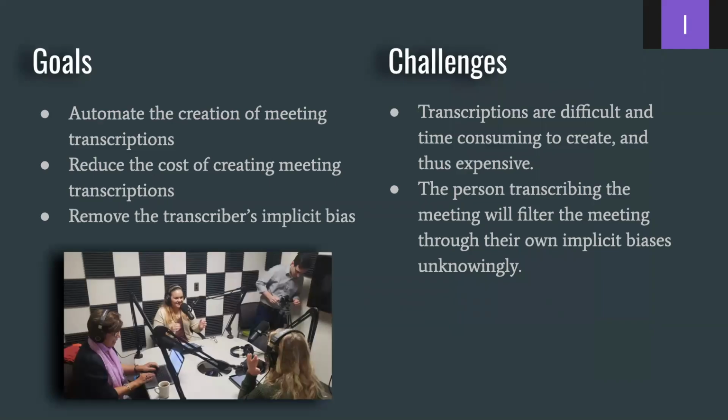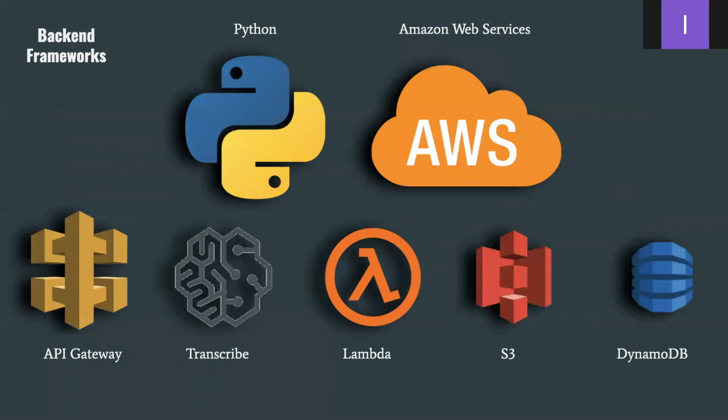Our goals are to automate the creation of meeting transcriptions, reduce the cost of these meeting transcriptions, and remove a transcriber's implicit bias. We came across a couple of challenges while we were building the system. One is that transcriptions are difficult and time-consuming to create and very expensive because of that. And the person transcribing the meeting will filter the meeting through their own implicit biases unknowingly. And with that, I will pass it to Matt.